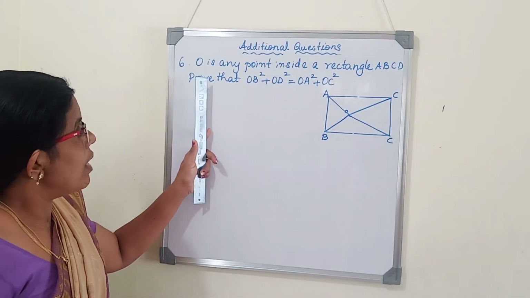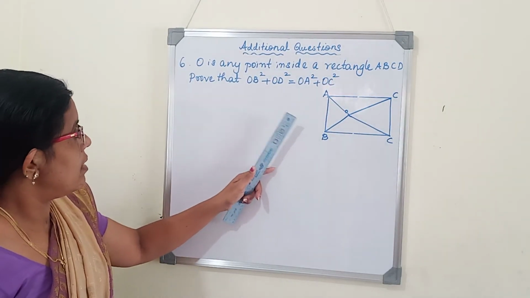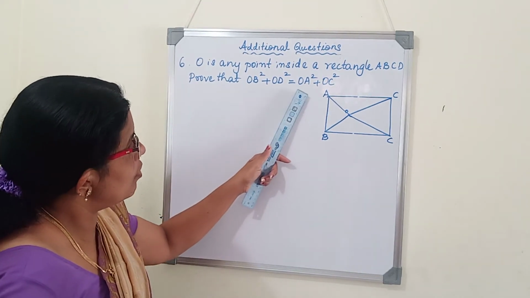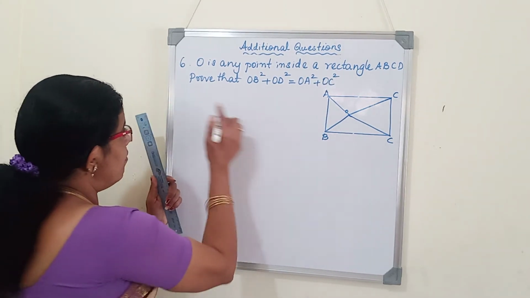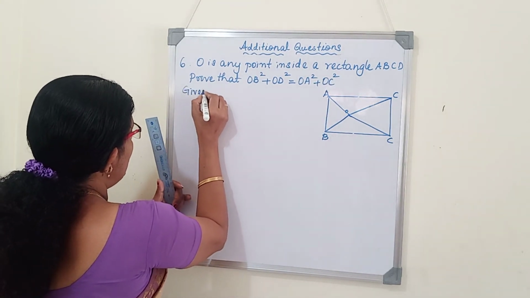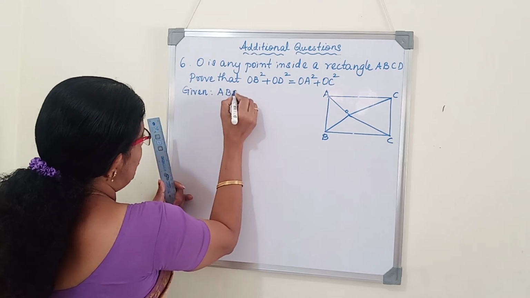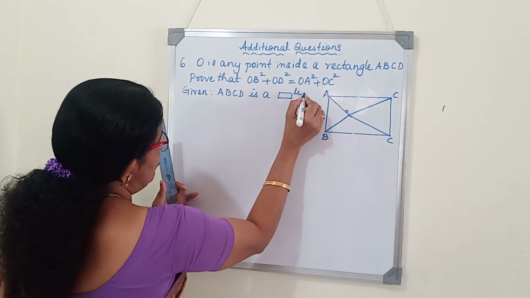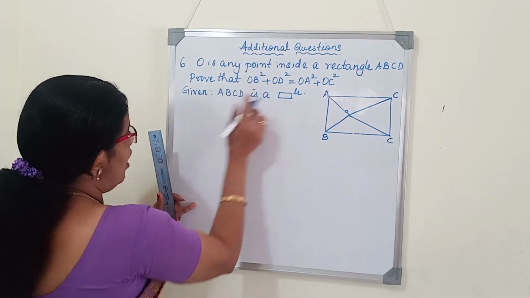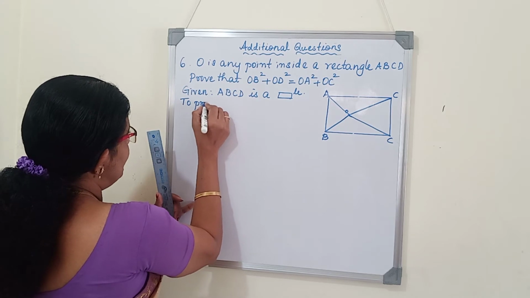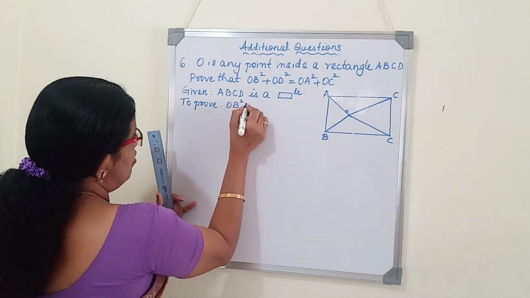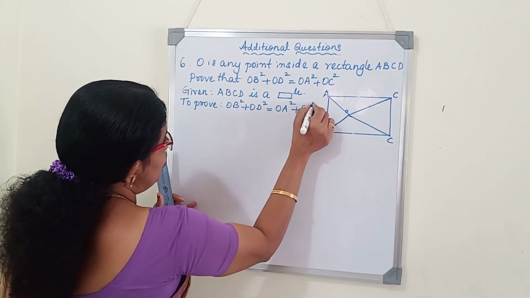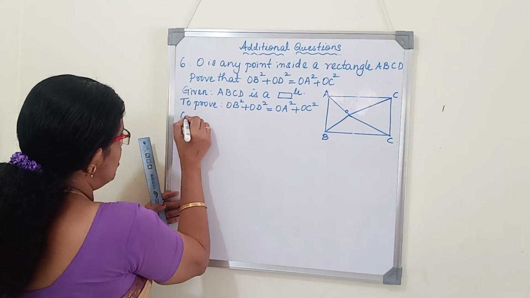Next question. O is any point inside a rectangle ABCD. We have to prove that OB square plus OD square is equal to OA square plus OC square. So given that ABCD is a rectangle, O is any point inside the rectangle, and we have to prove that OB square plus OD square equals OA square plus OC square. To prove this, we will do a construction.